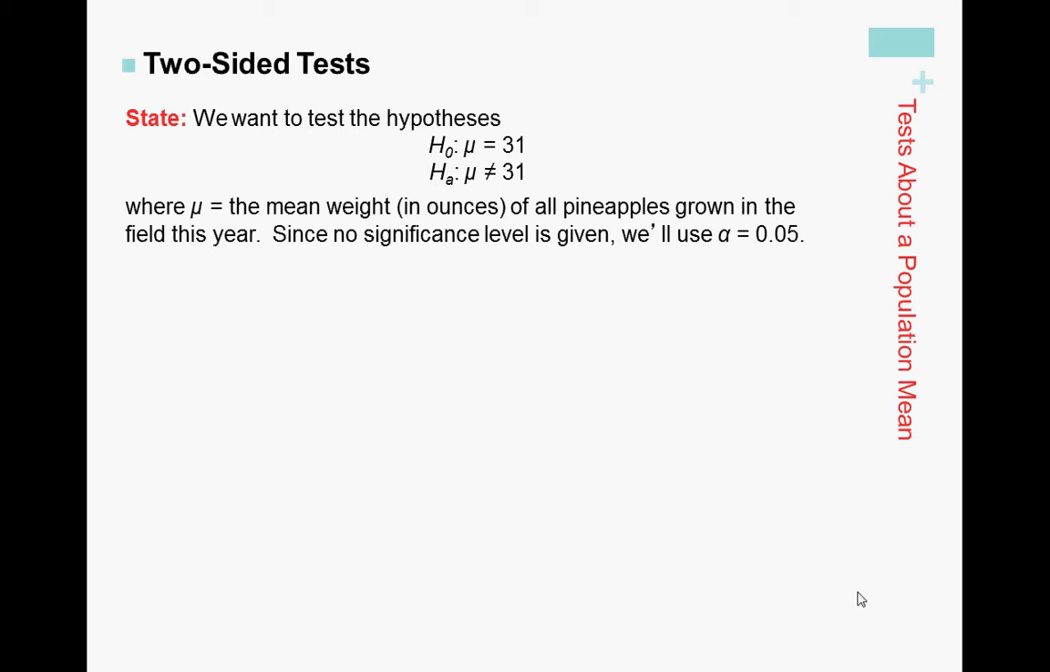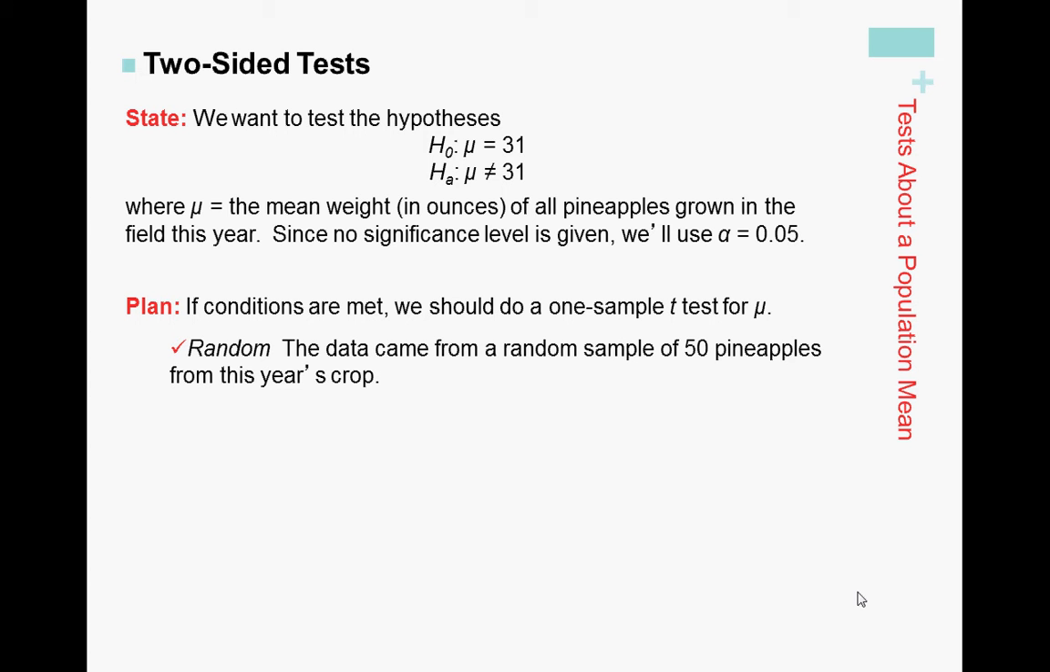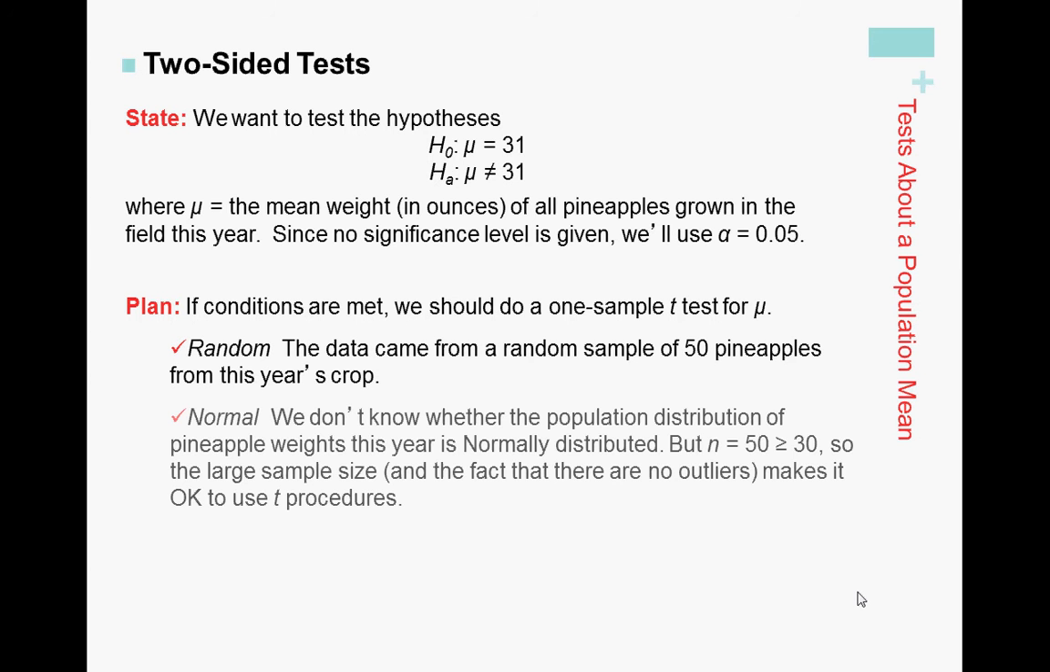Since no significance level is given, we'll use the one we always use, alpha equals 0.05. Plan. If the conditions are met, we should do a one sample t-test for mu. So now let's check those conditions. Random, we're good. We were told the 50 were a random sample. Normal, we don't know if the population distribution is normal, but since our sample size is bigger than or equal to 30, that tells us we are okay to use T procedures.